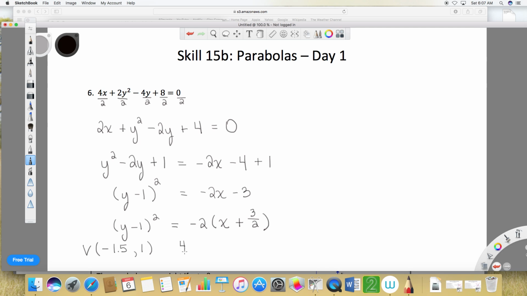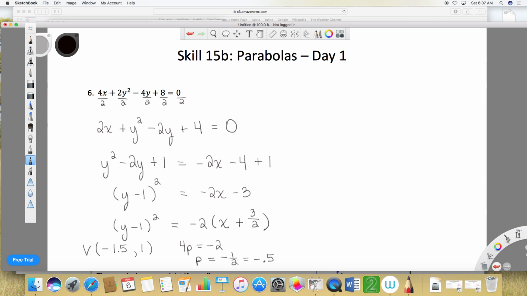I take 4p and set it equal to the coefficient in front of x. Divide both sides by 4, and I see that p is -1/2. I'm going to think of that as -0.5 when I'm adding and subtracting that amount to my vertex to find the other properties of this parabola.